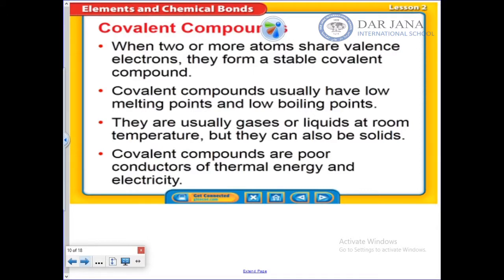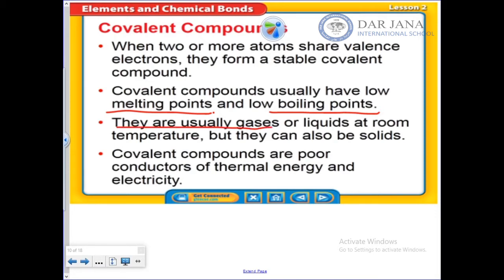Okay, so what's the aim of sharing electrons? The aim, as I said before, is to become stable. So when 2 or more atoms share their valence electrons, they form a stable covalent compound. Covalent compounds usually have low melting points and low boiling points. You can ask yourself, why? You remember what I explained before, that covalent compounds are made up of non-metals. And in general, non-metals have low melting point and low boiling point. They are not like metals.